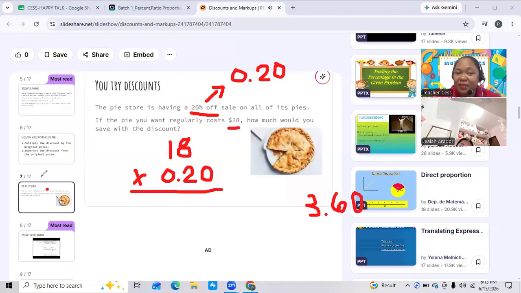360 or 3.60? 3.60. Like this? Yes. Are you sure? Yes. Okay, so let's see if your answer is correct. I will show you. Let's multiply 18 and 0.20.